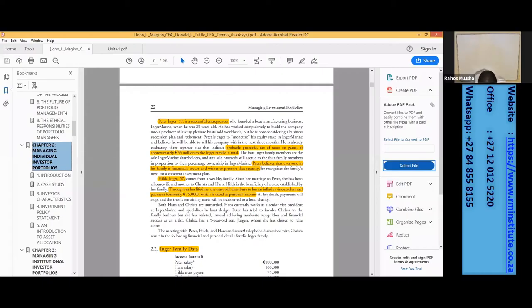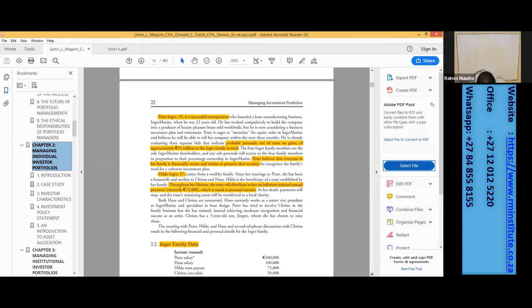Then they also give us information about the children, where they say one son is 5 years old, called Jürgen. And then they also say the other son is currently not married at the moment as well, and doesn't have a family.